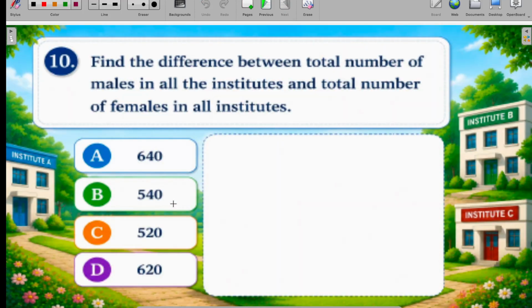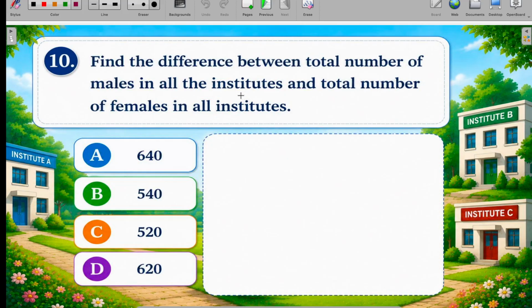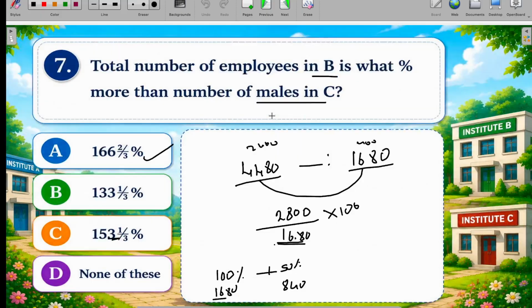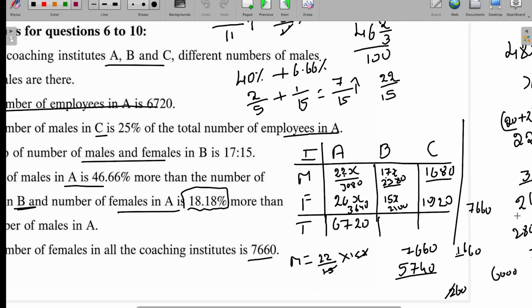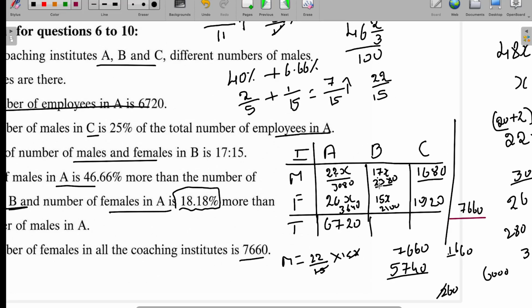So last question in this passage, find the difference between the total number of males in all institutes and the total number of females in all institutes. Females I think we know already, all institutes. If I subtract it from total, okay, the females we know already 7660. Only we have to add this number. So if I add this number 3000, 2000, 5000, 6000, then 300, 600, 900, then 80 plus 80, 160, 240, then 6900 plus 240, 7140. That's it.